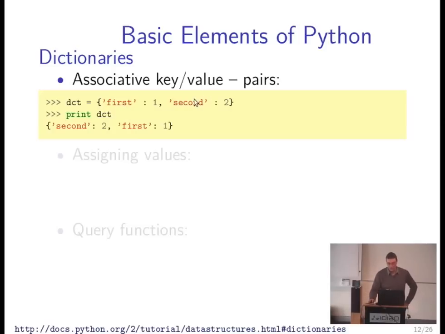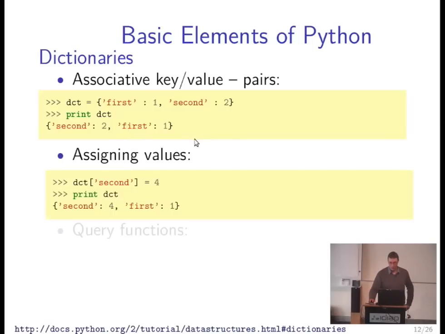The hash function for second seems to generate a smaller result than for first. And so that's why you get the second value printed first here. So the rule is you should not rely on the order of elements in the dictionary.